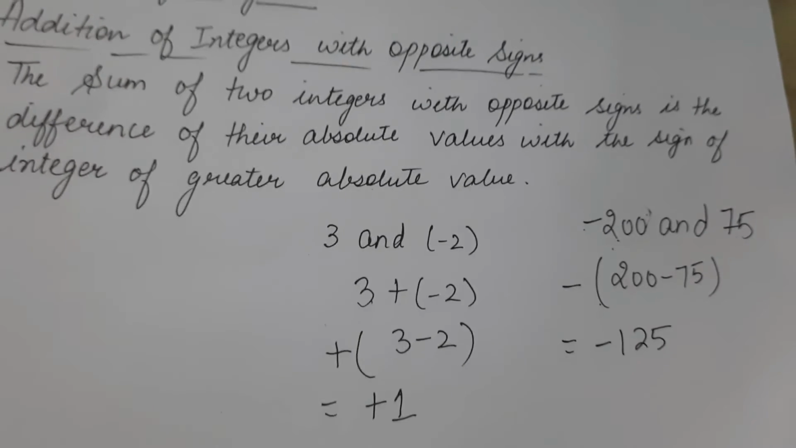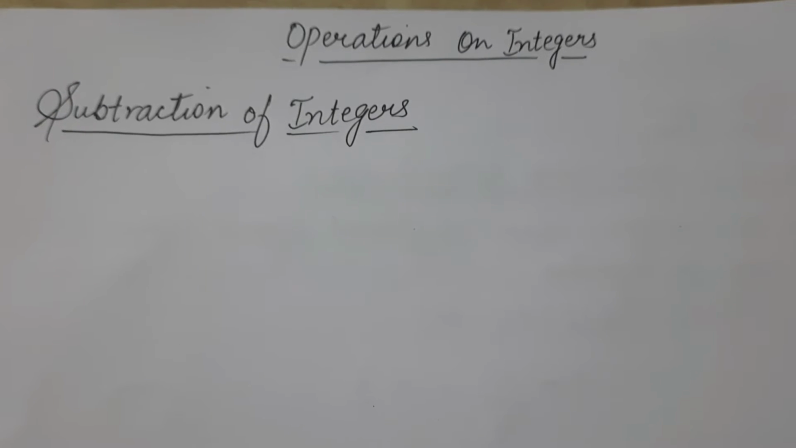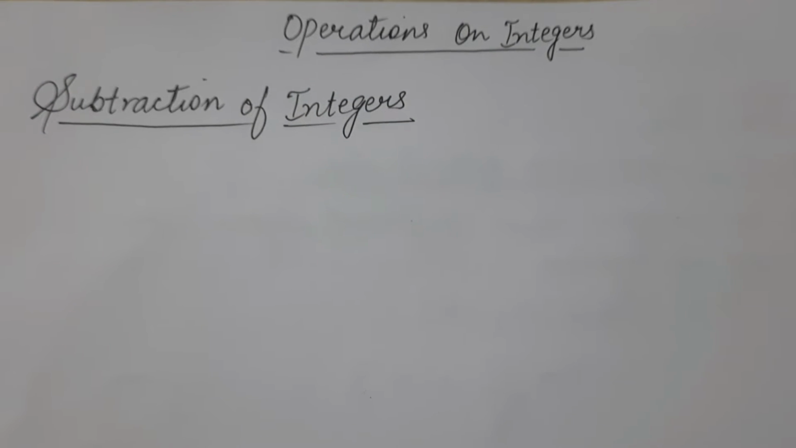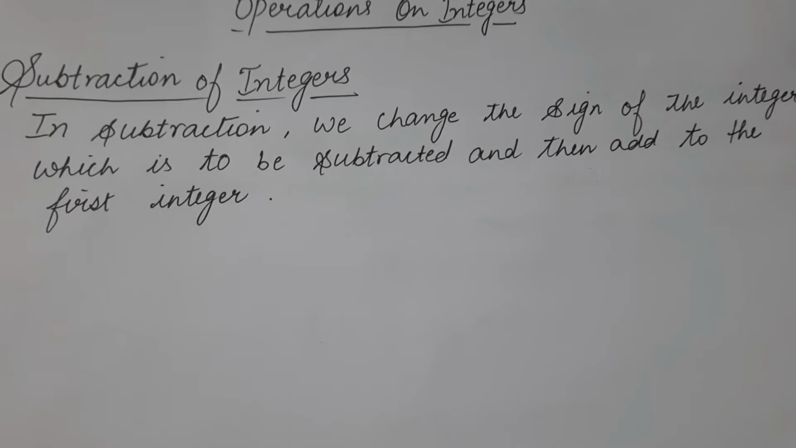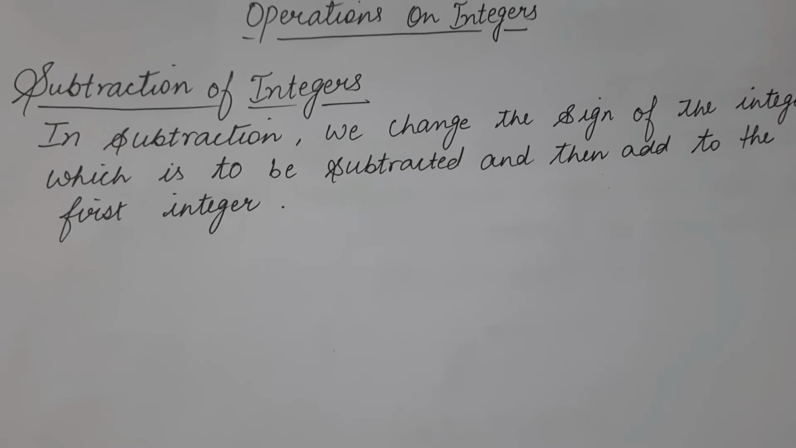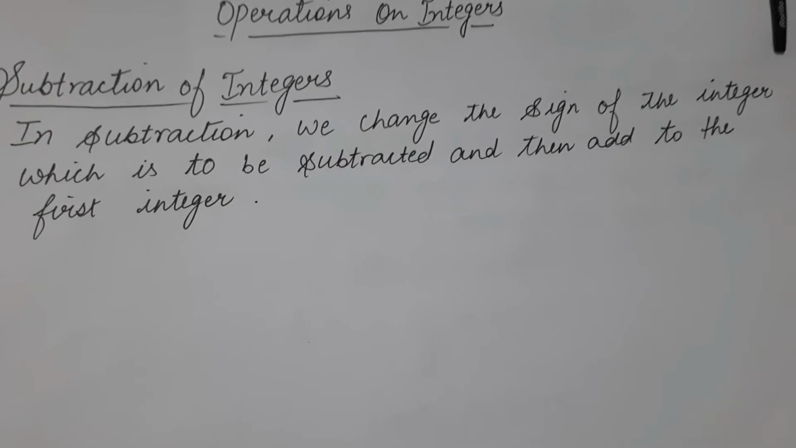Okay, so like this we add the integers with opposite signs. Next comes subtraction of integers. How we subtract the integers? See, in subtraction, what we do? We change the sign of the integer which is to be subtracted and then add to the first integer.